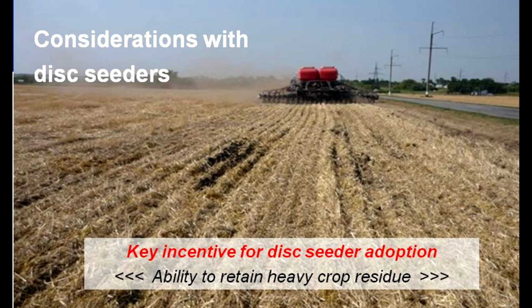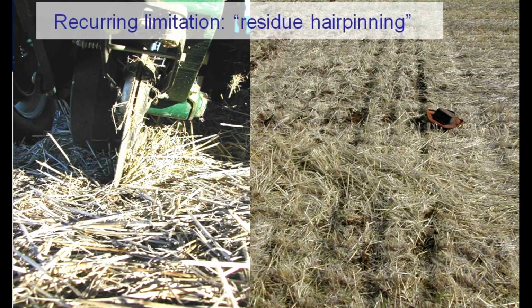All right, the second part of the talk is about disc seeders, the other type of tools. Whereas for tine seeders residue length is really critical, for disc seeders the situation is a bit different. One of the key incentives for adoption of disc seeders by farmers is the capacity to handle or retain heavy crop residue.